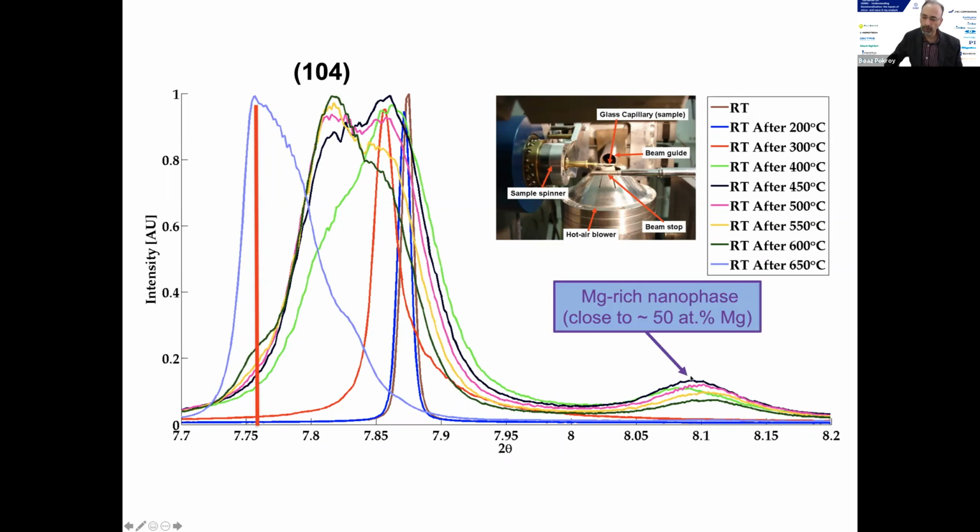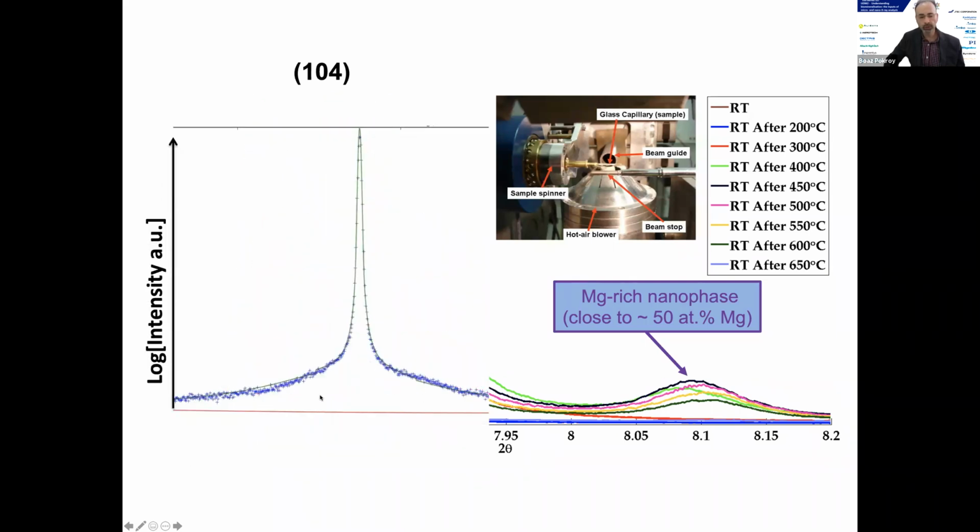But more importantly, you see that at around 400 or 500 degrees, you start getting another diffraction peak here, which is actually something that comes from nanometric size crystallites. And if you calculate, by Rietveld refinement, what should be the percentage of magnesium, we find that this should have between 40, 50, or 60, depending, magnesium atomic percent.